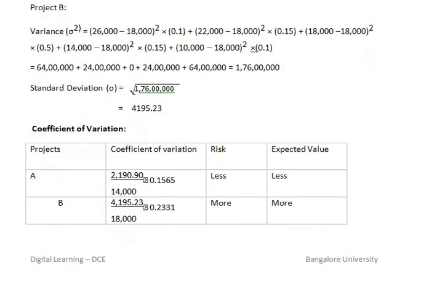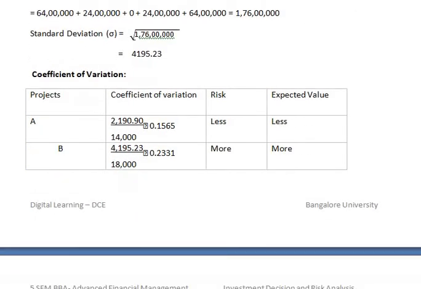After that, to find out the coefficient of variation, you need to substitute the standard deviation of project A. The answer will be 0.1565, and the risk for it is less, and the expected value is also less.